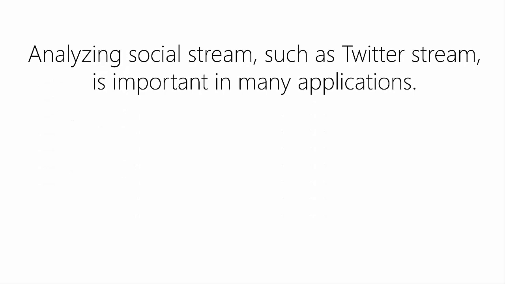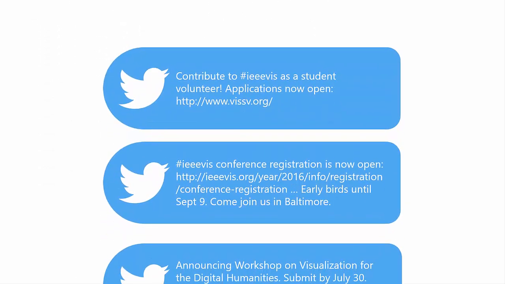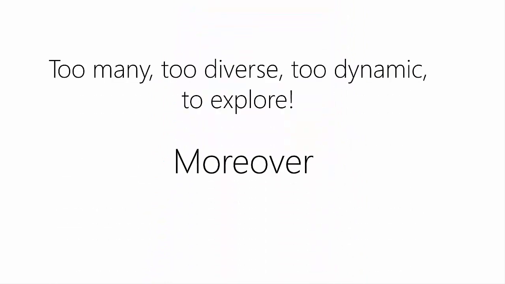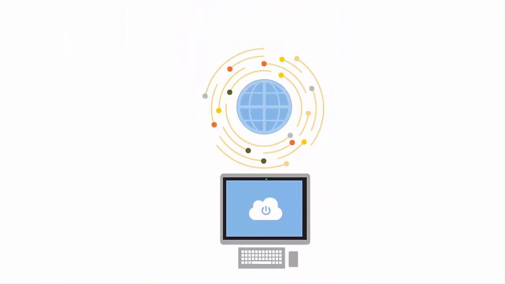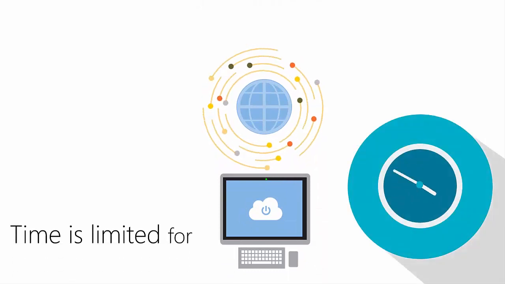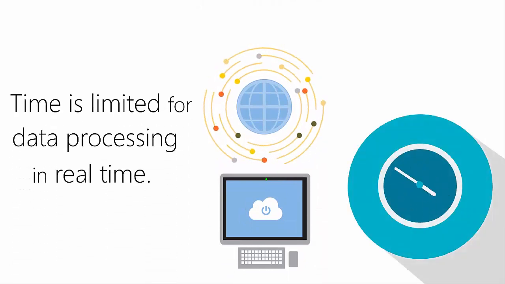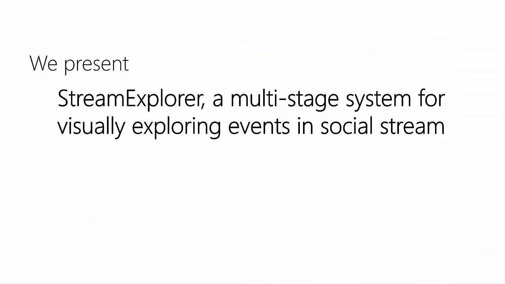Analyzing social streams is important to many applications. However, the Twitter stream is too big, too diverse, and too dynamic to explore. It is even more difficult for end users with limited computing resources to process social streams data in real time. We present StreamExplorer to facilitate visual analysis, tracking, and comparison of a real-time social stream at 3 levels.